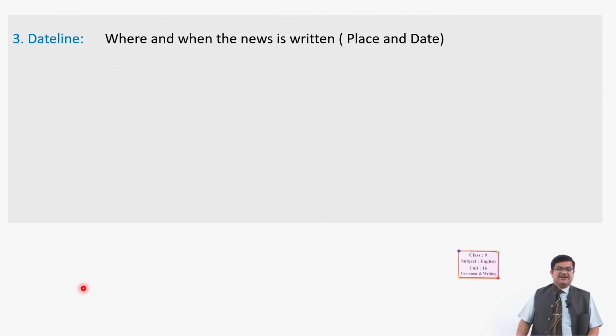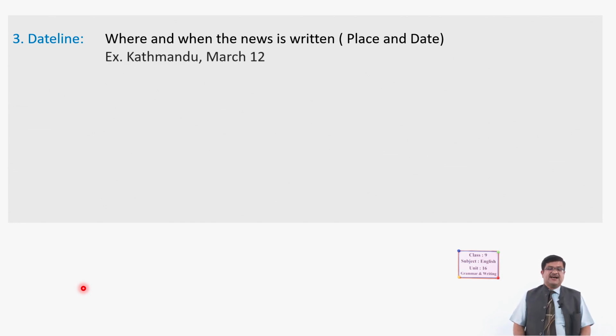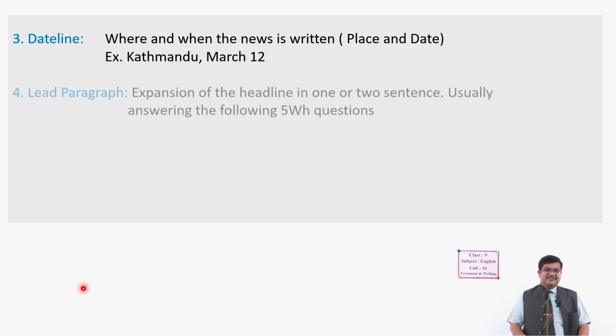Dear students, in the dateline, we must write where and when the news is written, or place and date. That must be written. For example, Kathmandu, March 12. Kathmandu is a place, and March 12 is a date.